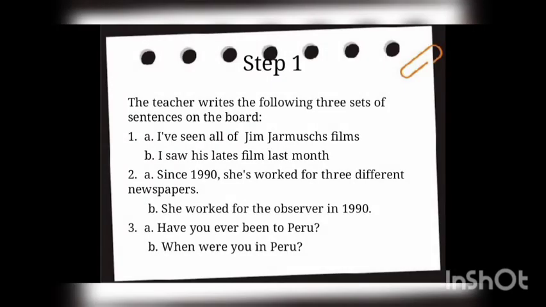Step 1. The teacher writes the following 3 sets of sentences on the board. He asks the class first to identify the 2 verb structures in each of the sets and establishes that each sentence A is an example of present perfect, while each sentence B is an example of the past simple. If students are in any doubt about this, he quickly recaps the rules of form for each of these structures.